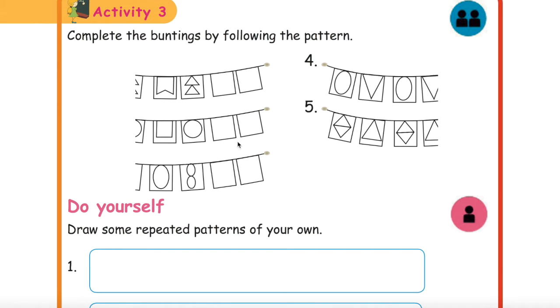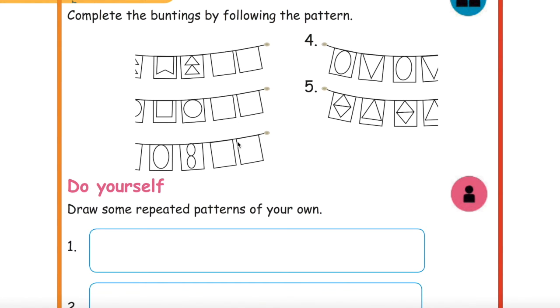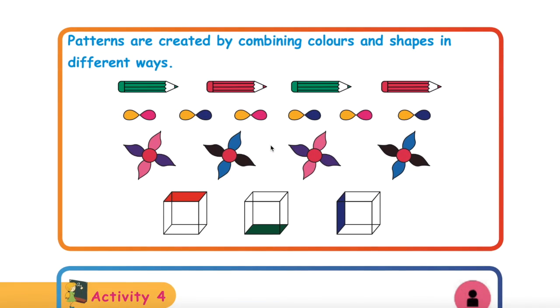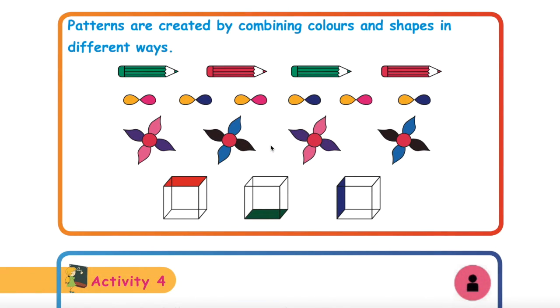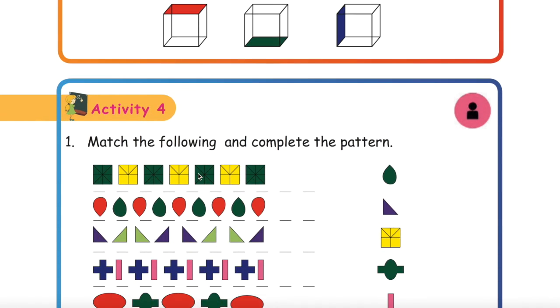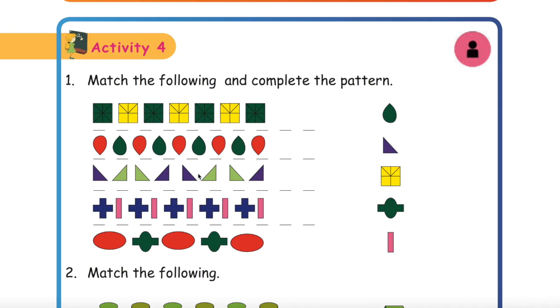Complete the buttons by following the pattern. You just simply need to follow the patterns and complete it. There is nothing new in it. Patterns are created by combining colors and shapes in different ways. See, green pencil, red pencil, green pencil, red pencil, like that. With the colors only, the patterns are formed here. Match the following and complete the pattern.